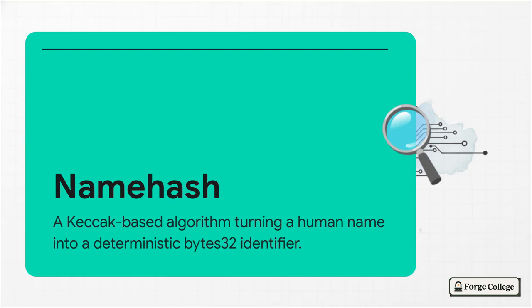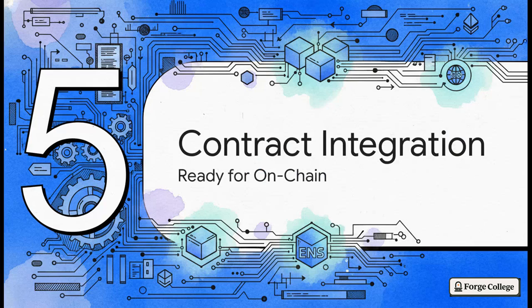And that brings us to the final result of that computation, the namehash. This is a Keccak-based algorithm that acts kind of like a cryptographic blender. It turns a human-readable name into a deterministic 32-byte digital barcode. And here is the kicker. This 32-byte barcode is literally the only thing the smart contract truly understands. If your off-chain code and your on-chain consumers aren't using the exact same normalization rules to get this exact same barcode, your lookup will fail. It is completely non-negotiable. Which brings us to our final section, Section 5, Ready for Contract Integration.